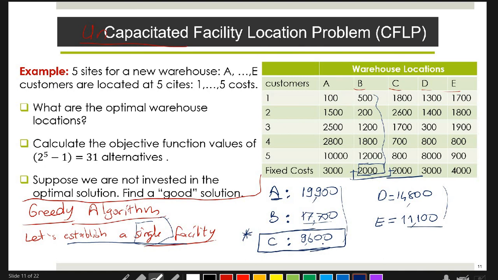But the algorithm is not over yet. Because the question, how do you know that only a single facility will be established? Maybe two facilities, opening two facilities is better.